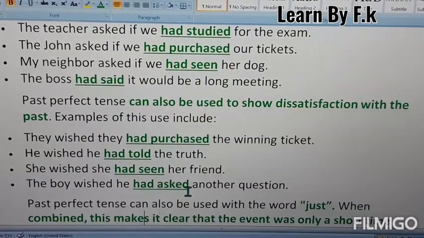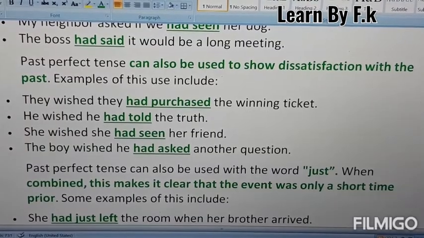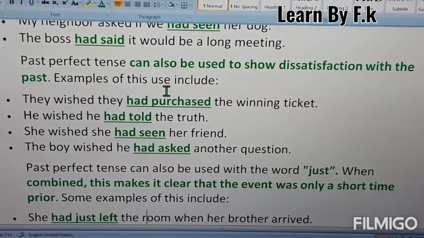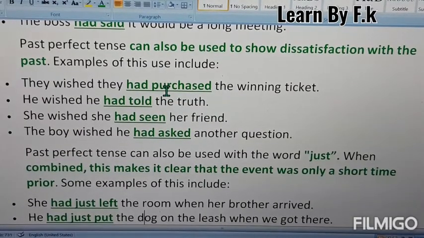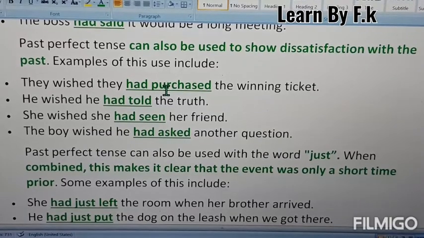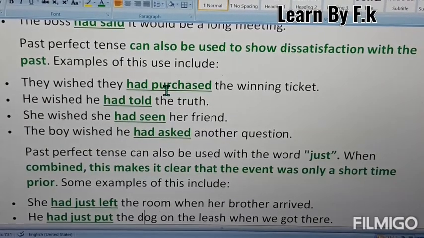Past perfect tense can also be used to show dissatisfaction with the past, meaning displeasure, or that you are not happy with something. Examples are: they wished they had purchased the winning ticket. It means they wish they had purchased it, but they had not. He wished he had told the truth. She wished she had seen her friend. The boy wished he had asked another question.